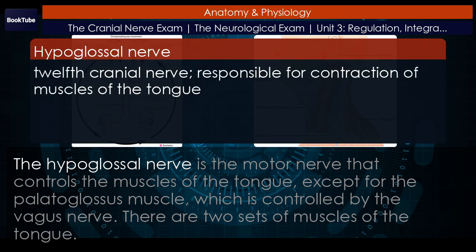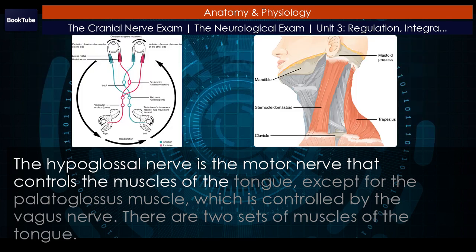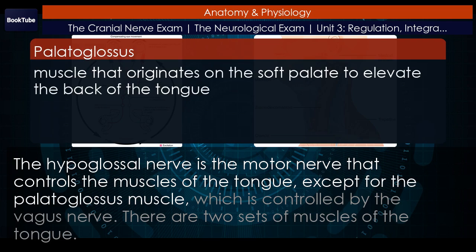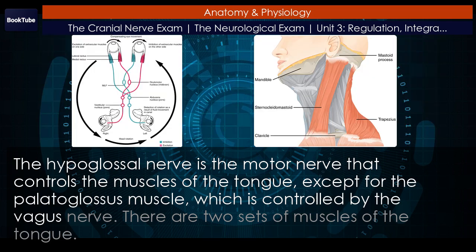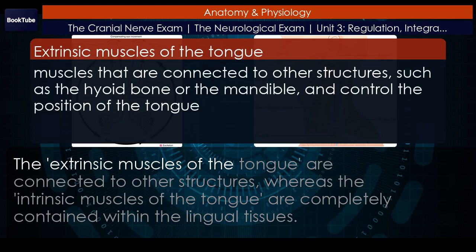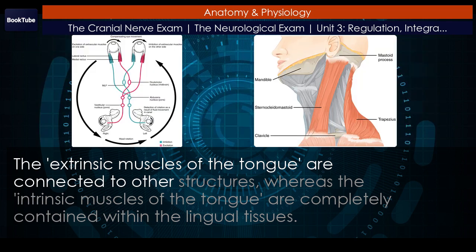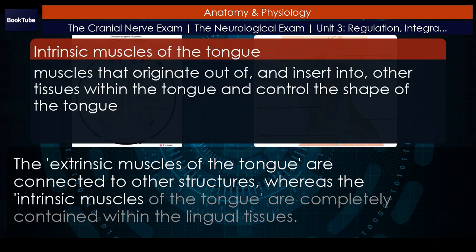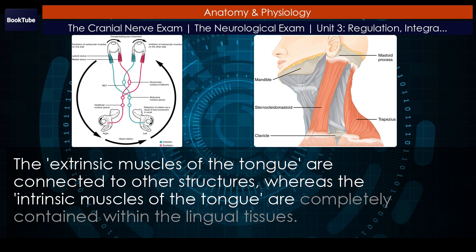The hypoglossal nerve is the motor nerve that controls the muscles of the tongue. Except for the palatoglossus muscle, which is controlled by the vagus nerve, there are two sets of muscles of the tongue. The extrinsic muscles of the tongue are connected to other structures, whereas the intrinsic muscles of the tongue are completely contained within the lingual tissues.